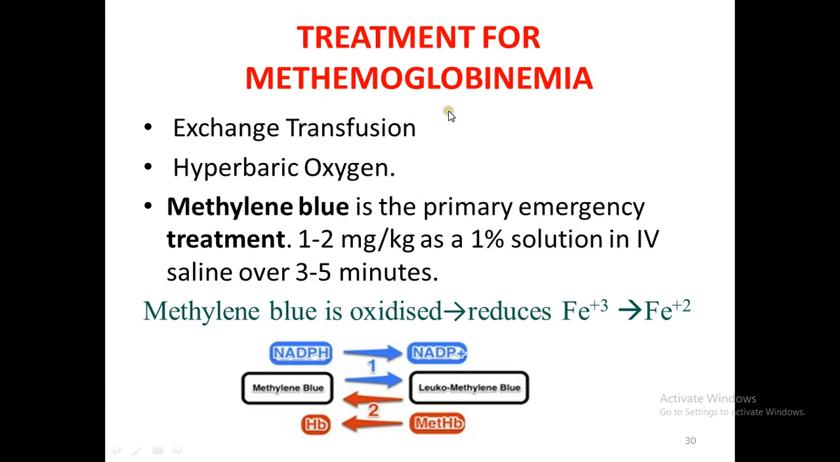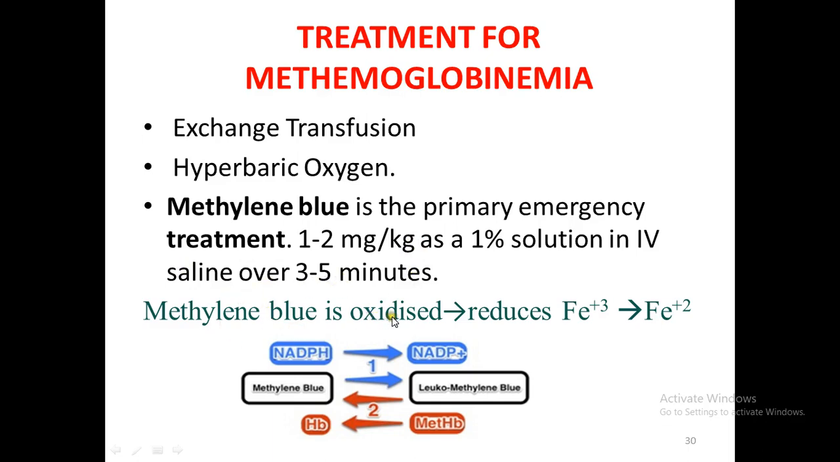What is the treatment for methemoglobinemia? Exchange transfusion or hyperbaric oxygen. And the third thing that can be given is methylene blue. Methylene blue is the primary treatment which is given in the emergency room. 1 to 2 milligrams of methylene blue per kilogram body weight is made into a 1% solution in intravenous saline, and this is given to the patient in 3 to 5 minutes.